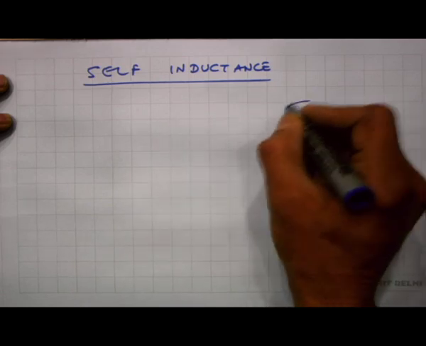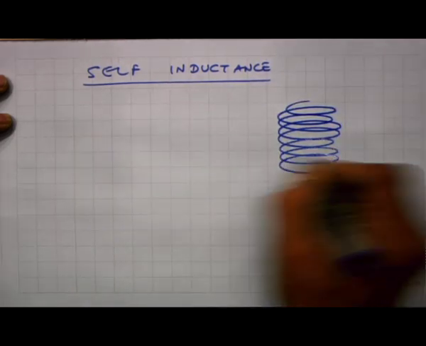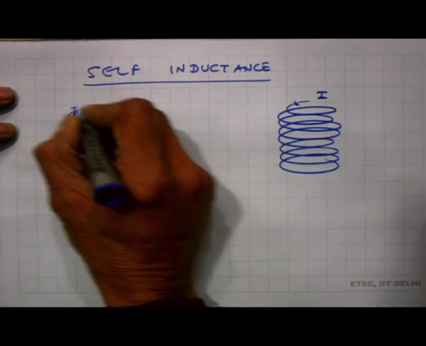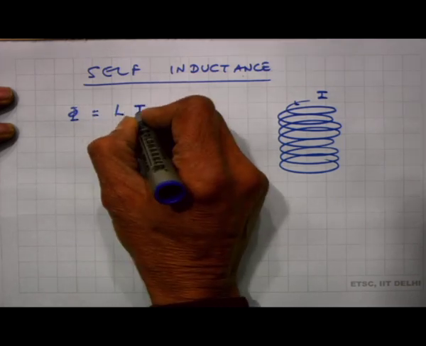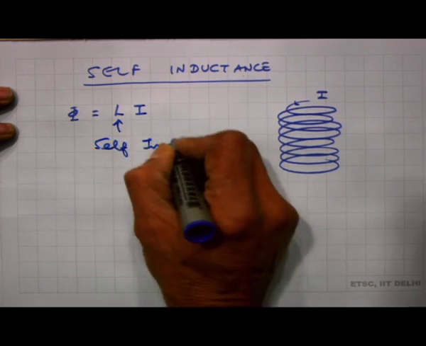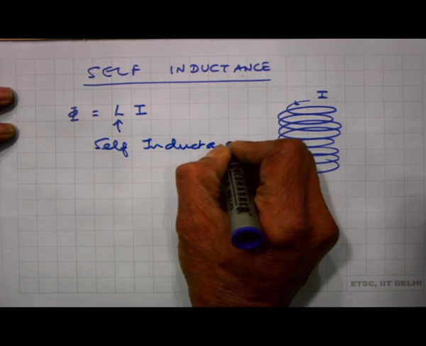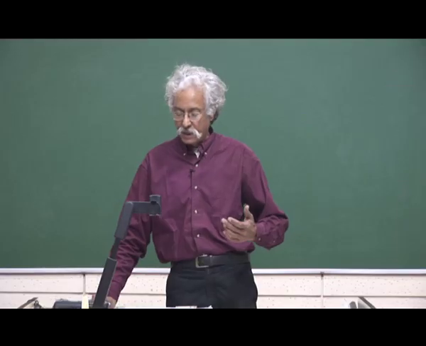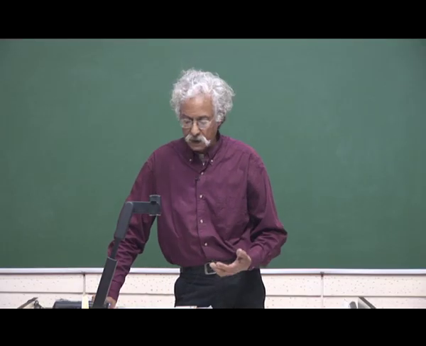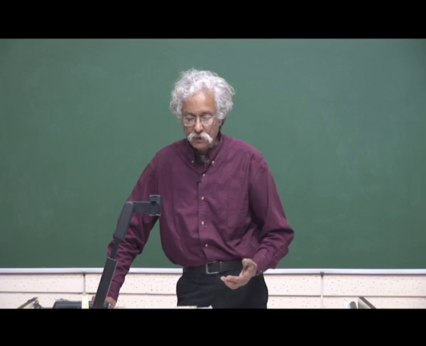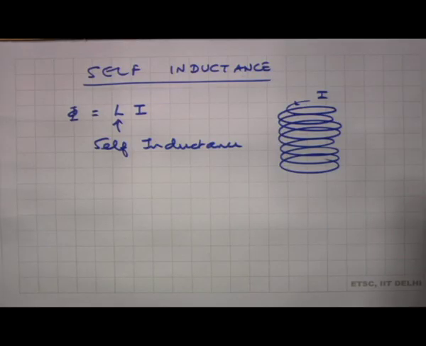So, like last time, if I had a solenoid here, and if I pass a current through the solenoid, then the flux through the solenoid is equal to L times I, and this L is called self inductance. So, self inductance is the flux enclosed by a circuit because of a current passing through the same circuit. Mutual inductance is between two different circuits or two different loops of current.